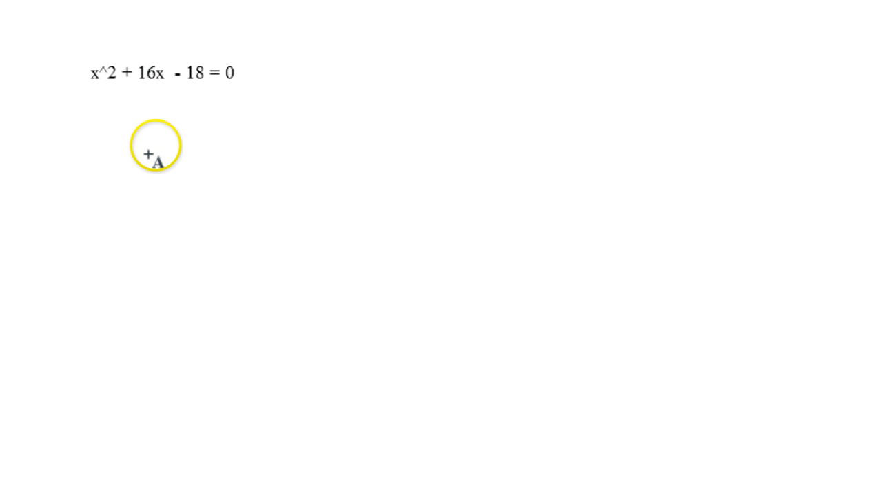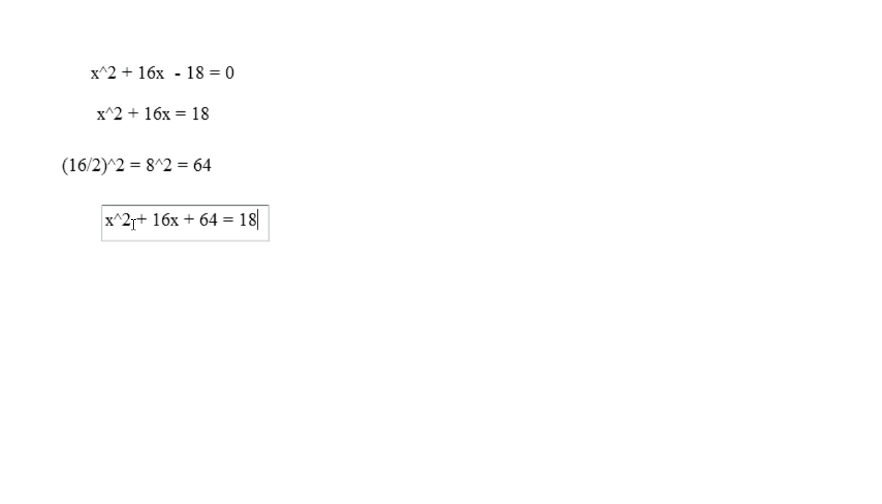Okay, now this one's definitely not factorable, so what I'm going to do is complete the square. But first, before I do that, I'm going to keep 16x, and I'm going to add 18 to both sides and get this. Okay, so now I'm going to complete the square by taking half of 16. So I go 16 divided by 2, and then I square it, so I'm going to get 8 squared, which is 64. Now, this is going to be x squared plus 16x plus 64, so I add it to the left side, and then I add it to the right side, so 18 plus 64.